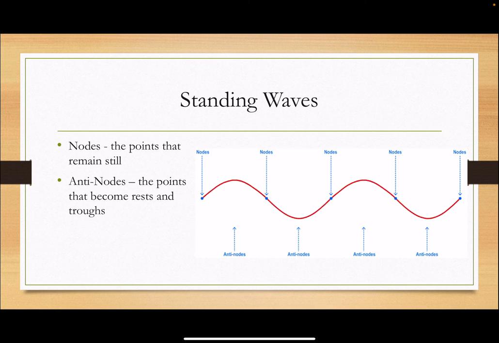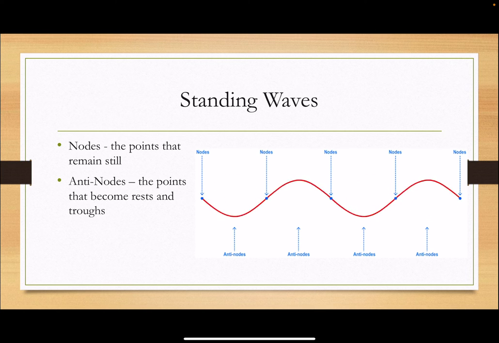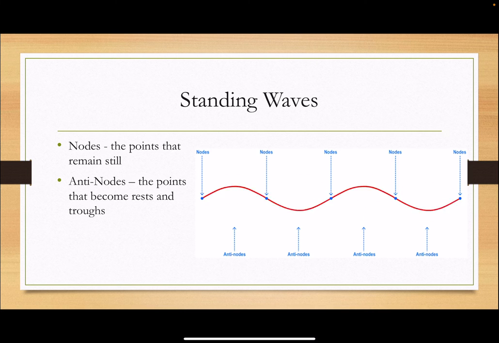And so when we get these standing waves, we get something like this. It doesn't look like it's traveling. It looks like it's standing still, but going up and down. These points that aren't moving, we call nodes.